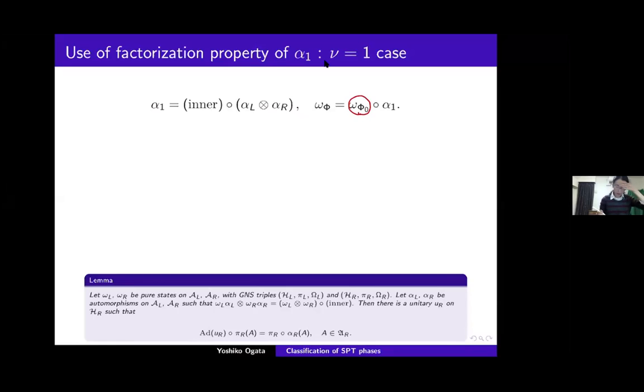Because omega_phi_0 is just a tensor product state, in particular we can split it into a left infinite chain pure state and a right infinite chain pure state. Both are pure states. And furthermore, our ground state is beta invariant. So let us write this beta invariance condition here. Our ground state is invariant under beta.